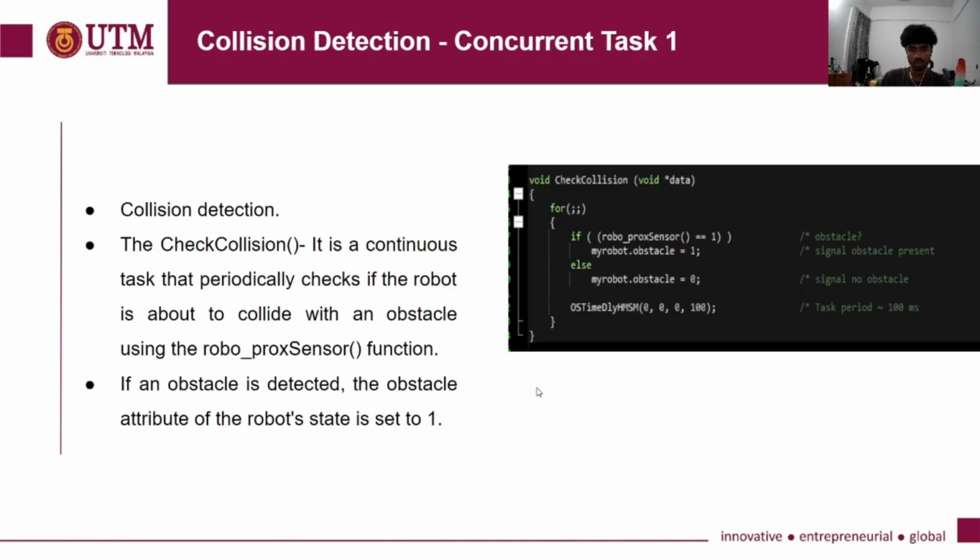In this code, we have 4 functions: the check collision function, the control motors function, the navigation function, and the task start function. First, for the concurrent tasks, we look at collision detection, which is the check collision function. It checks whether the robot is about to collide with an obstacle using the proximity sensor. Once the sensor is triggered, the RoboCar detects the obstacle and changes the state to 1, which means it either stops or moves in a particular direction.